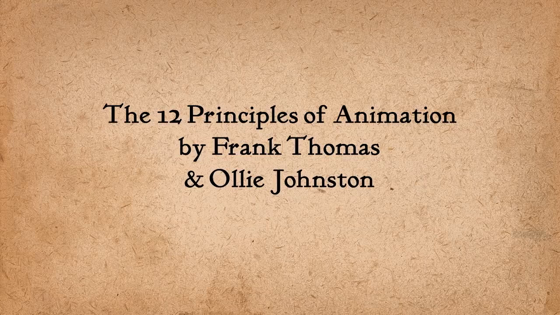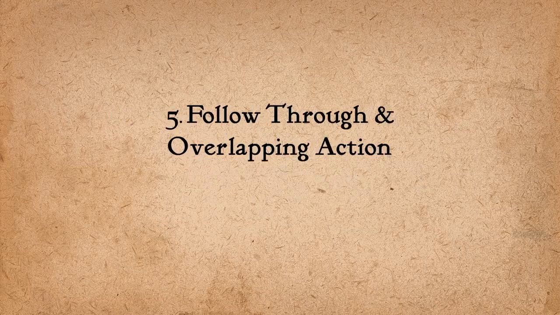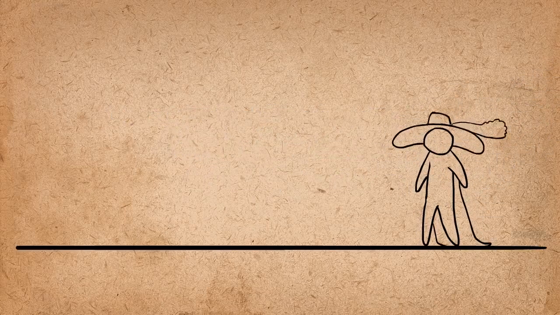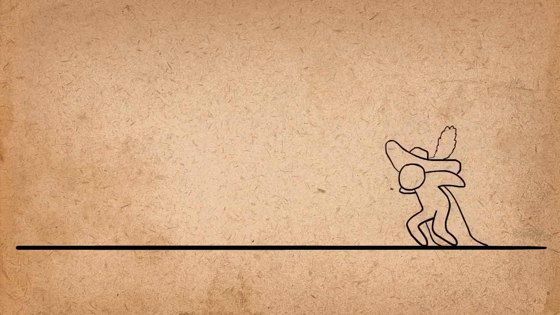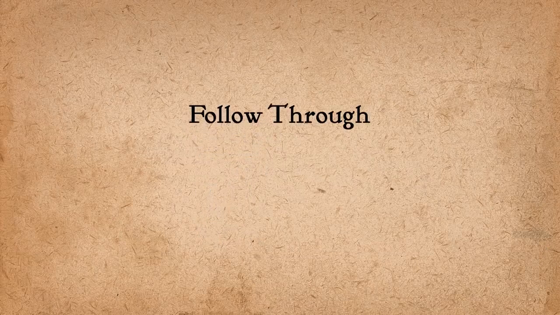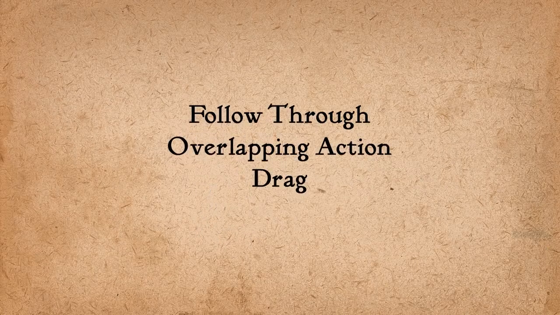Alright, so the next principle of animation is called follow-through and overlapping action. This is the technique of having body parts and appendages drag behind the rest of the body and continue to move when the body stops. Follow-through and overlapping action are often associated with another technique called drag. These names all describe the same thing but in different ways.